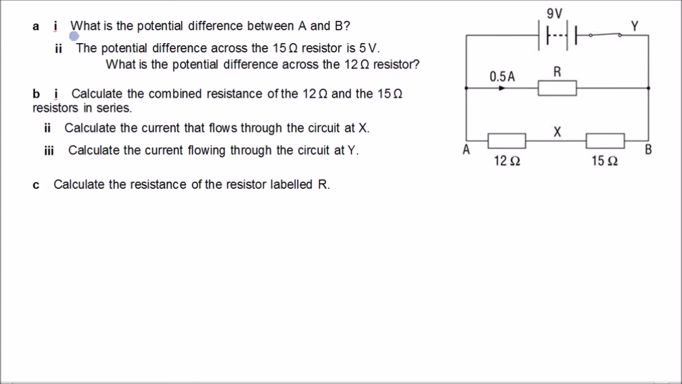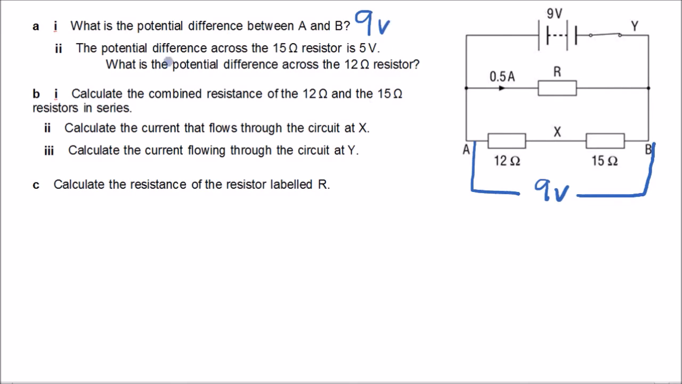Okay, so the first question here says, what is the potential difference between A and B? Well, this is a parallel circuit. So we know that the voltage of the battery is 9 volts. Therefore, we know that the voltage across R is 9 volts. And therefore, we know that the voltage across the combination of these 2 resistors has to be 9 volts as well. So the potential difference between A and B has to be 9 volts.